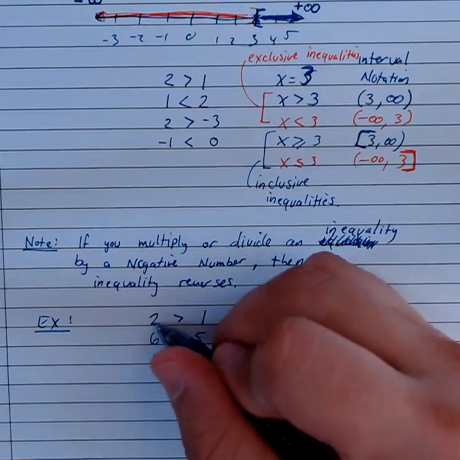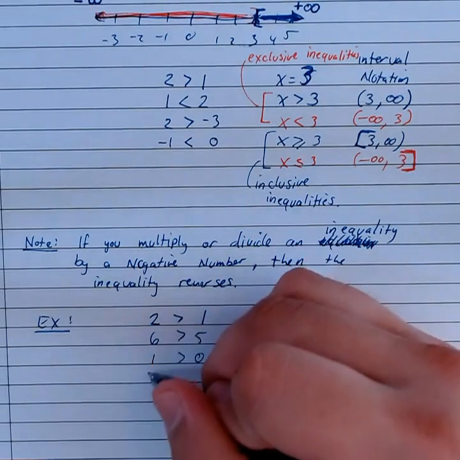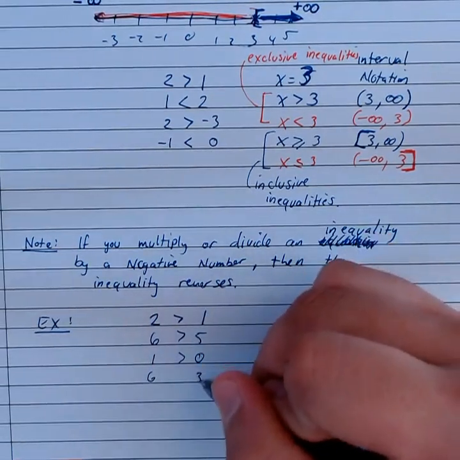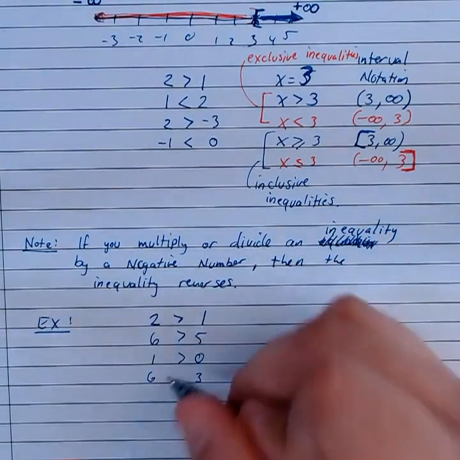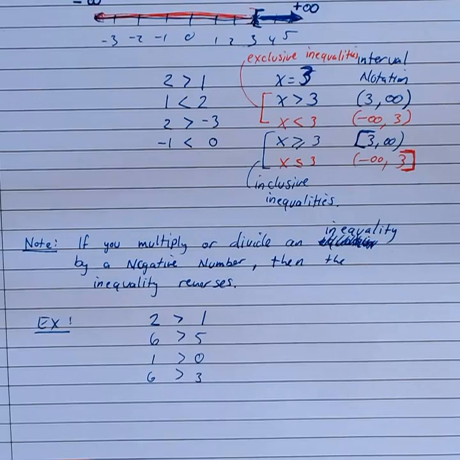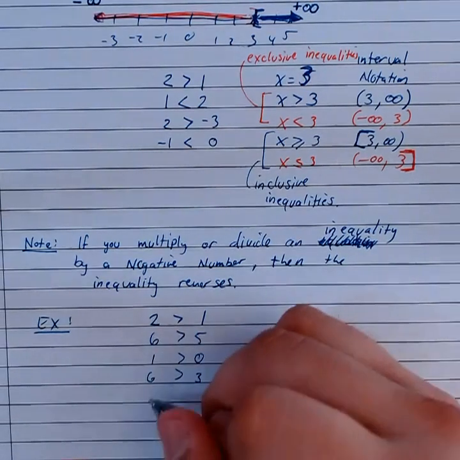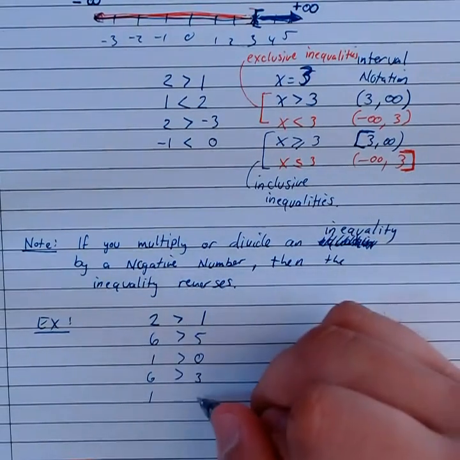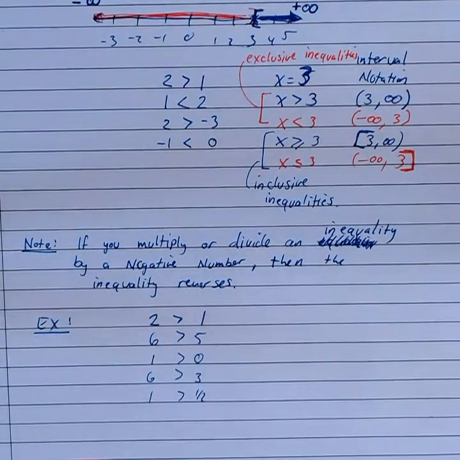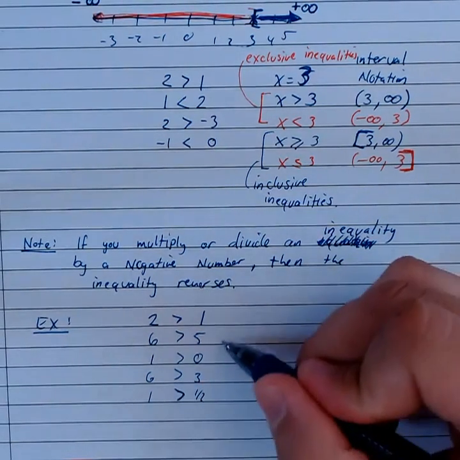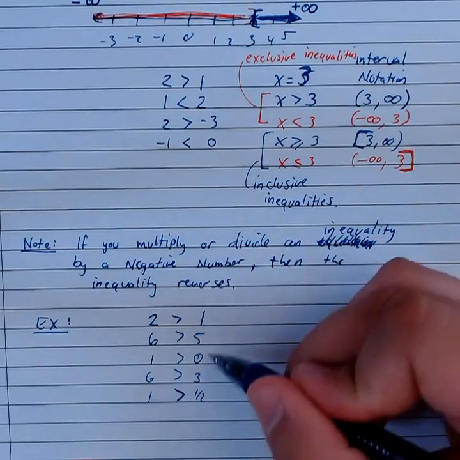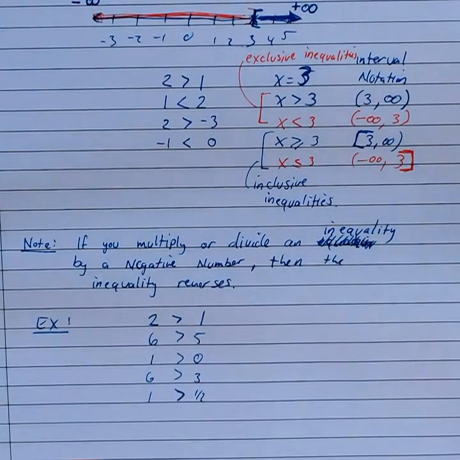If I multiply everything by the number 3, well, 2 times 3 is 6, and 1 times 3 is 3. Well, that's still the same inequality. 6 is greater than 3. And if I cut everything in half, half of 2 is 1, and half of 1 is 1/2, and that's still 1 is greater than 1/2. So if I add or subtract or multiply or divide by any positive number, my inequalities stay the same.